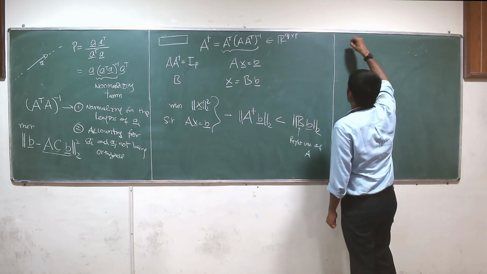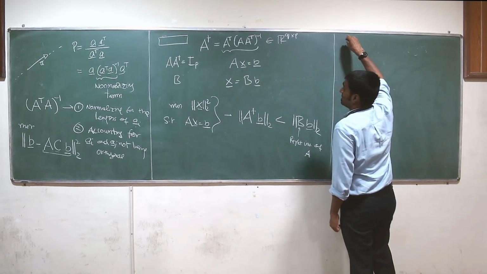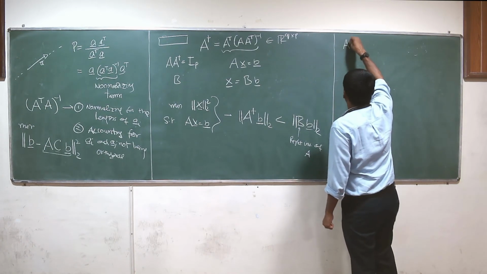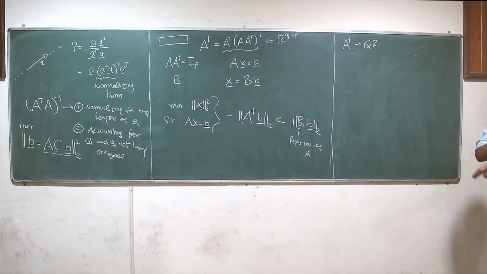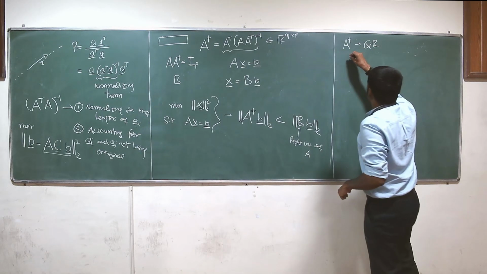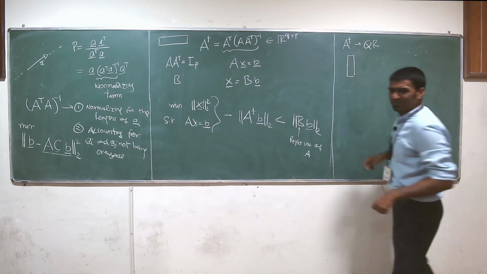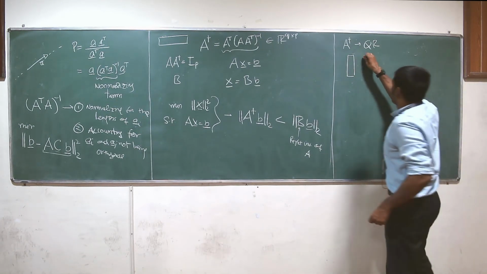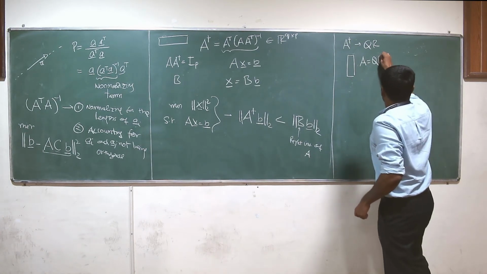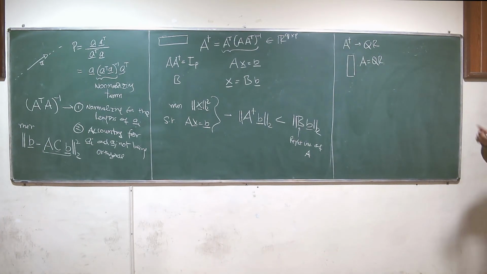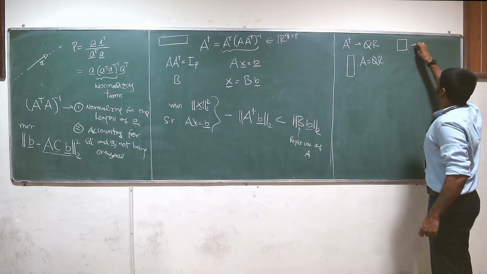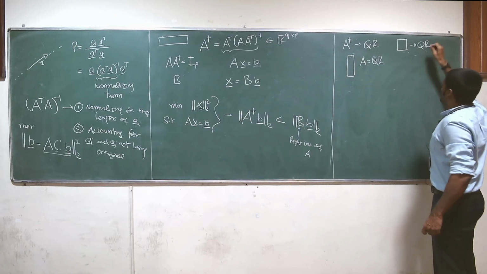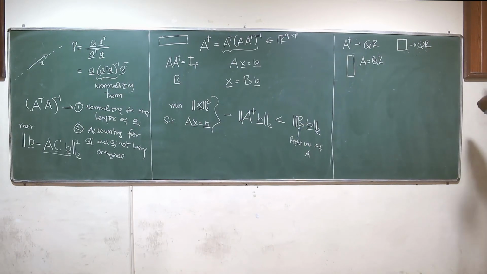Now, we will look at the relationship between the A dagger and the QR decomposition. If you remember, if you have a tall A, full rank, and let's say A had a QR decomposition like this, A could be written like this. If A was square, and it had a QR decomposition that was QR, what was A inverse in terms of Q and R?